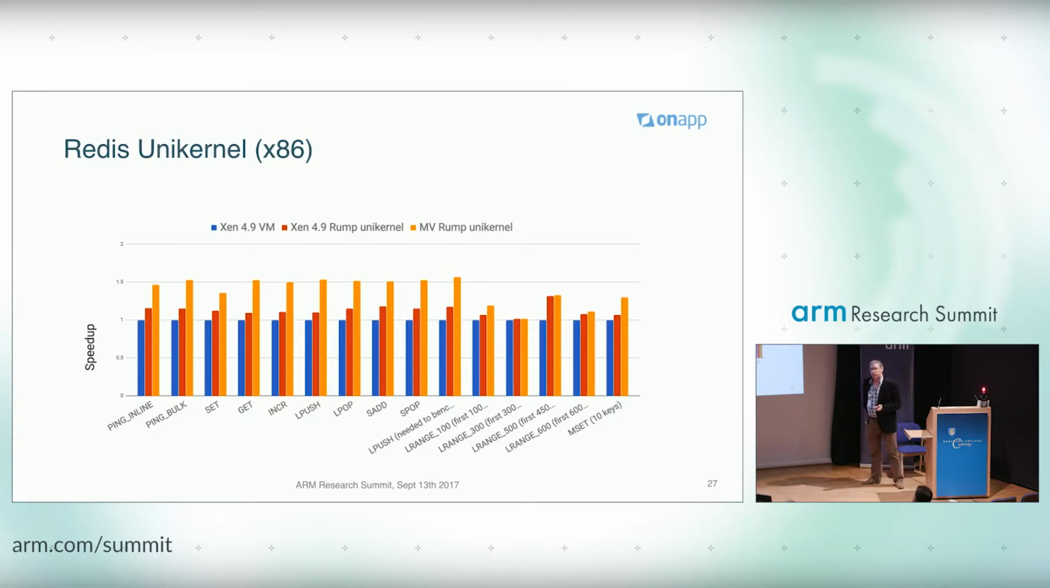And then finally, we also did some measurements of a unikernel framework. This was measuring the performance of a Redis workload, and these are normalized results. We compared against the stock virtual machine, and then a rump kernel-based unikernel measured on a standard Xen, and then the same unikernel executing on our optimized I/O framework. And the performance is significantly better, about 30 to 50% improvement.